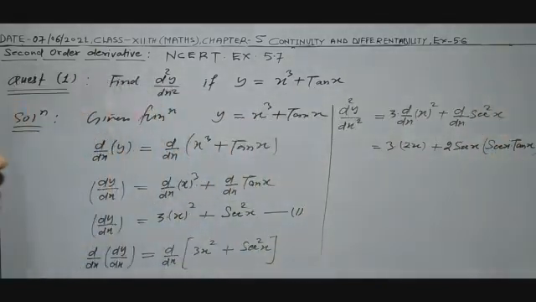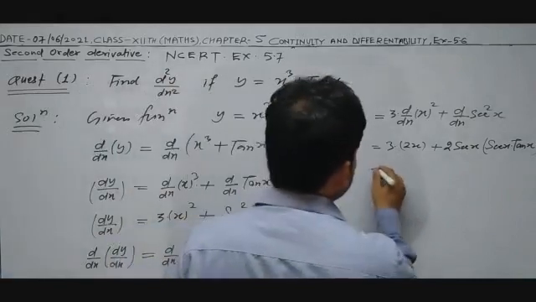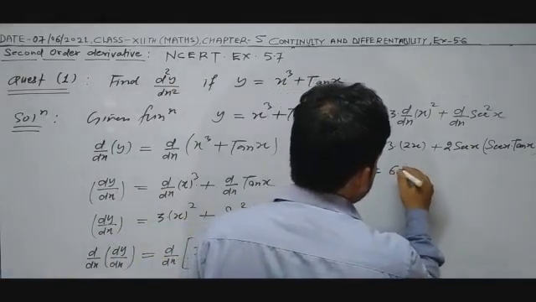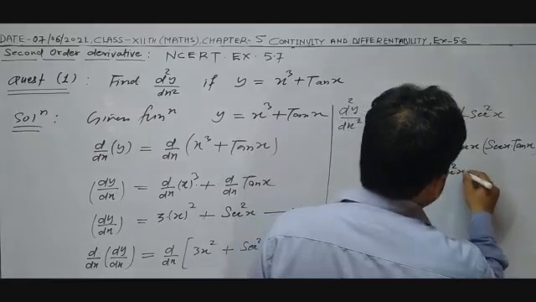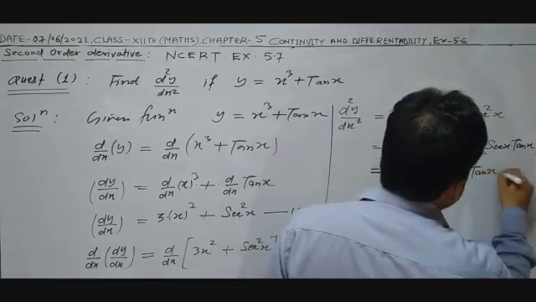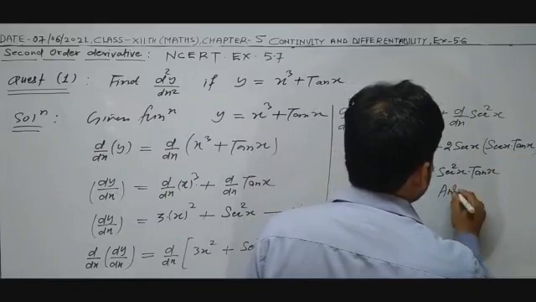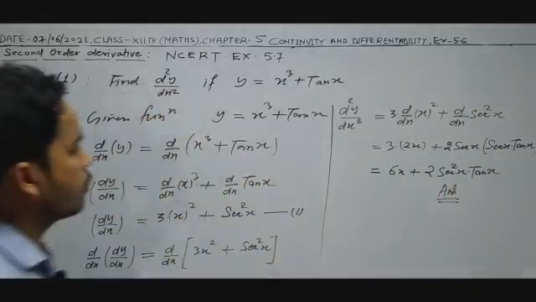So this is the result of the double derivative. The answer will be 3 times 2 are 6, 6x plus 2 times sec square x into tan x. This is the answer.